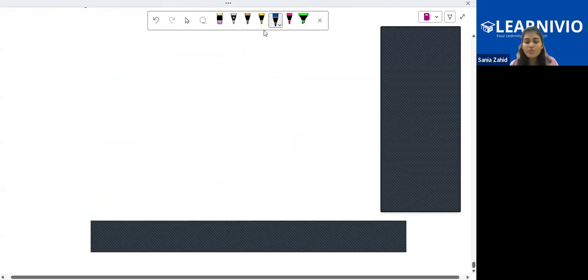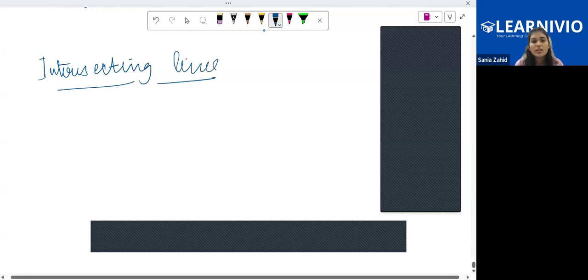Okay, look here. First of all, you need to know the meaning of intersecting lines. Intersecting lines are basically the lines which cross each other. Like I have this line and this line. So this is line AB and this is line CD. AB and CD are cutting each other at this point O. So these are intersecting lines.